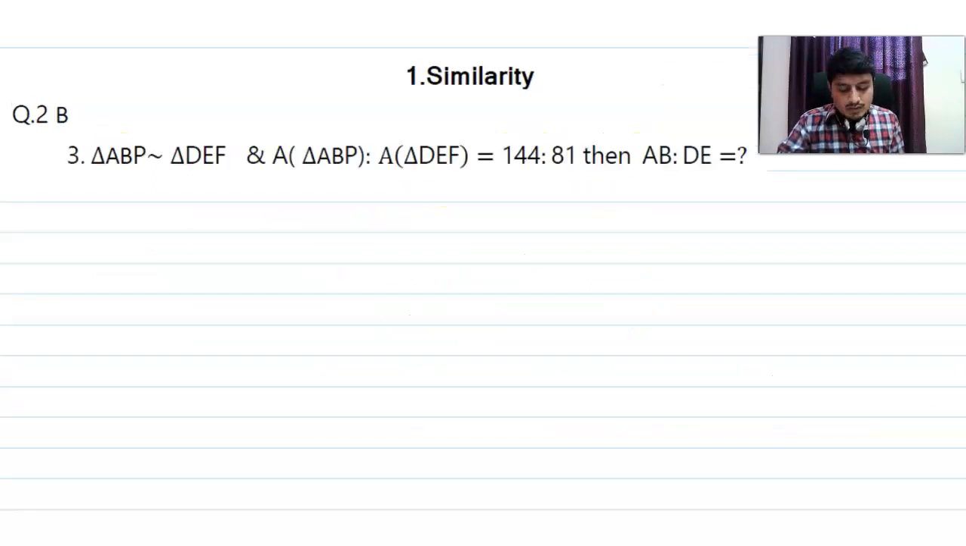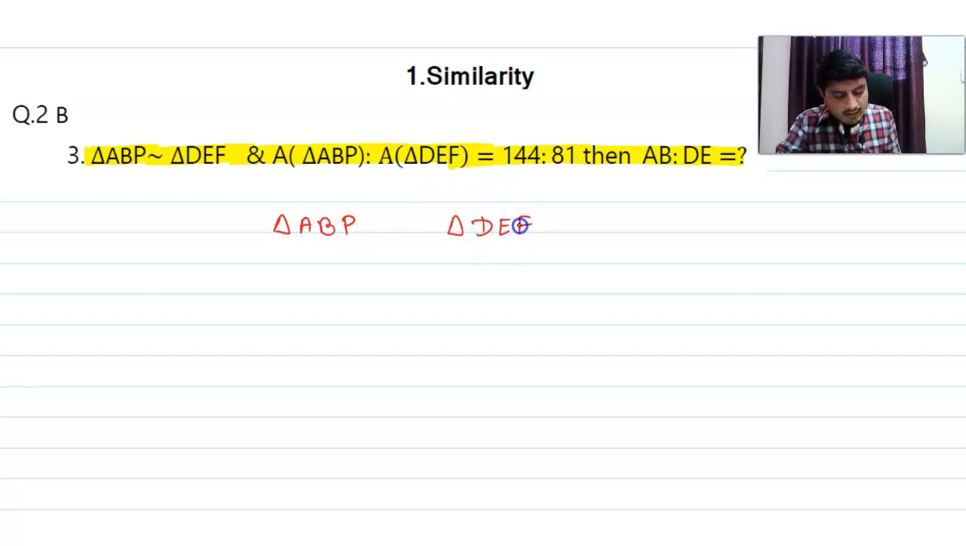Now look at question number 3. We have triangle ABP, which is similar to triangle DEF, and the area of triangle ABP is to the area of triangle DEF is equal to 144 is to 81. Then AB is to DE is equal to? So now we are writing firstly the given data. We have two triangles, one is triangle ABP and the other is triangle DEF.